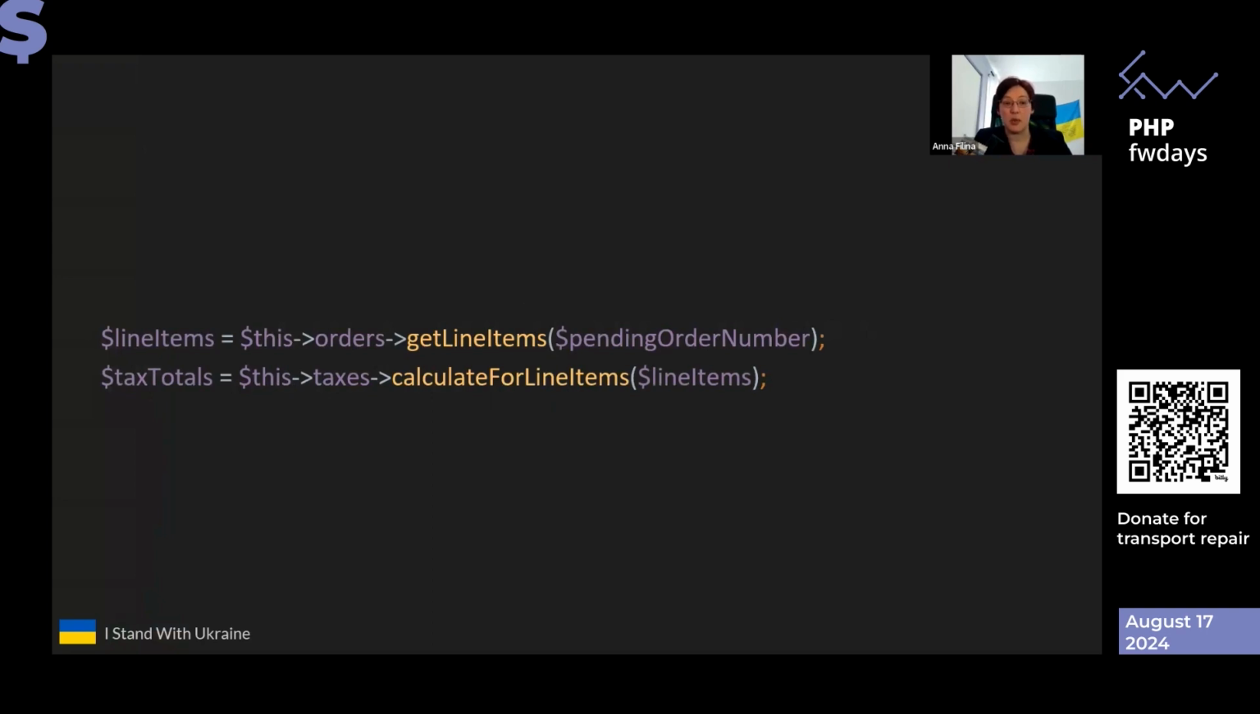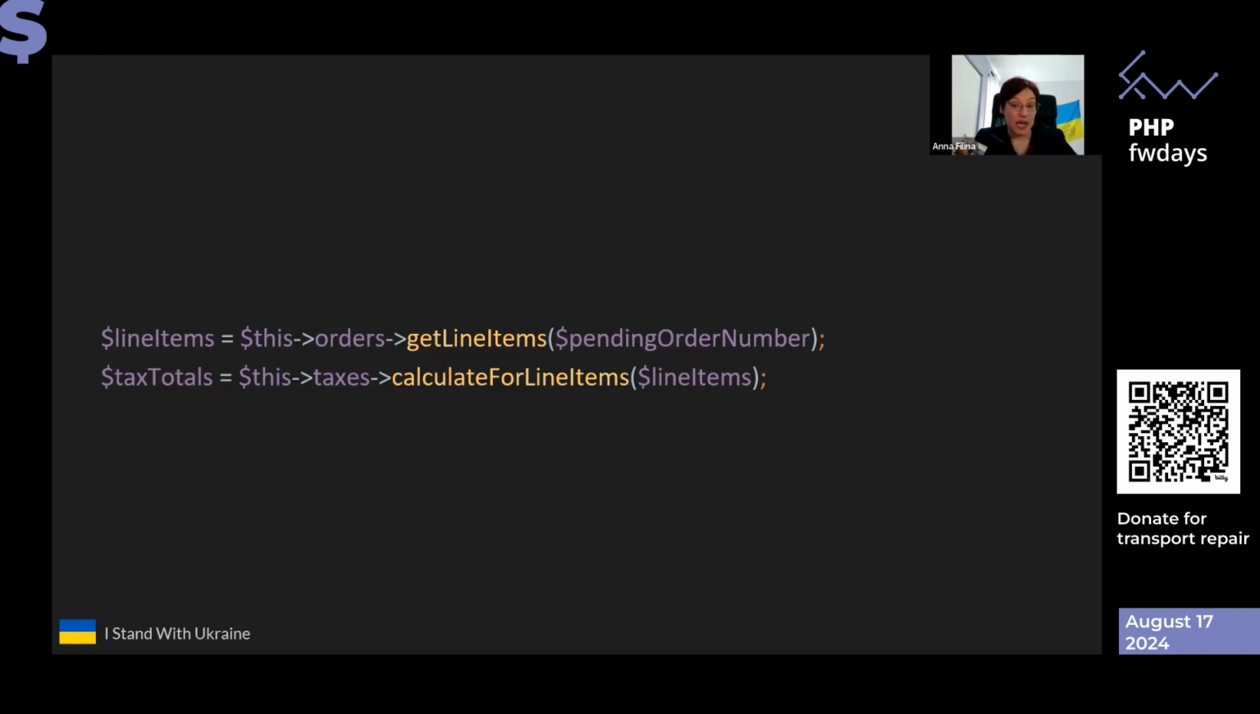Here's something that makes sense for my brain. On line 1, I get line items. So from the orders, I get line items by the pending order number. Okay, that makes sense. In the previous code, I would not have figured out that the list that we're getting is line items. So this is helpful.